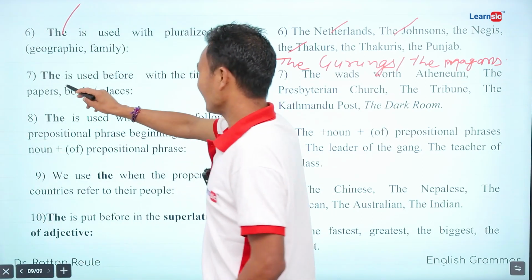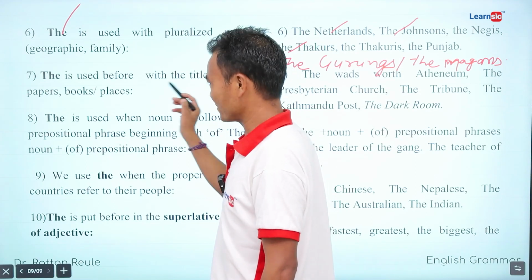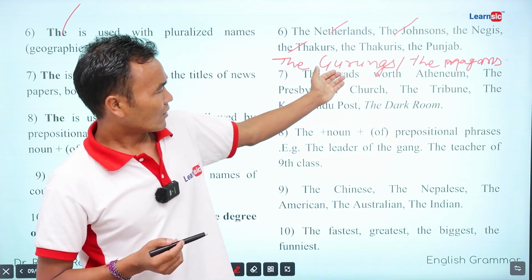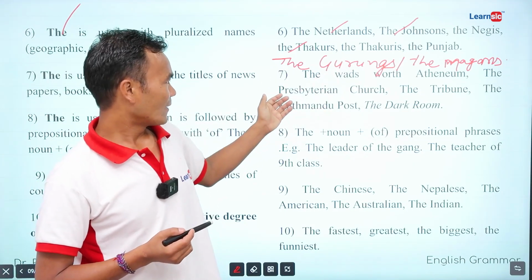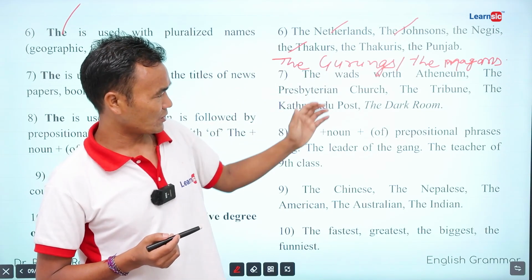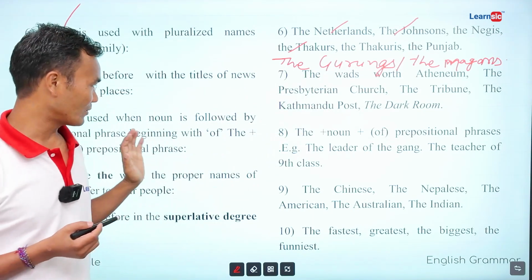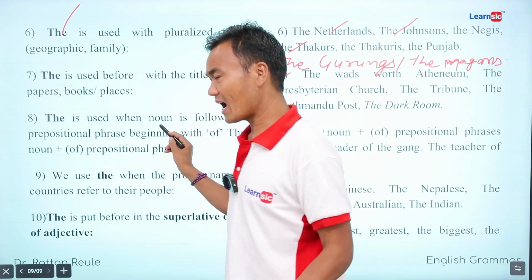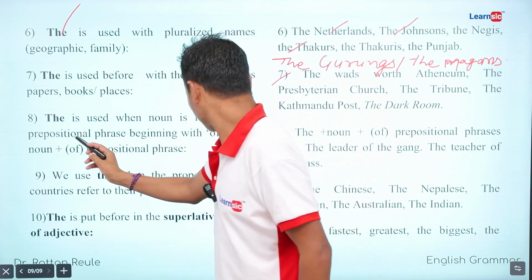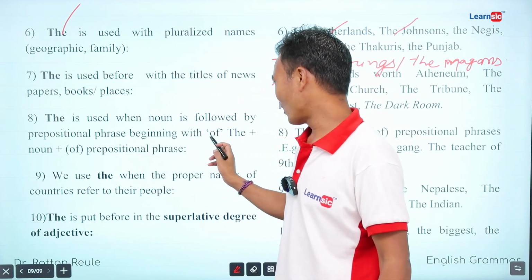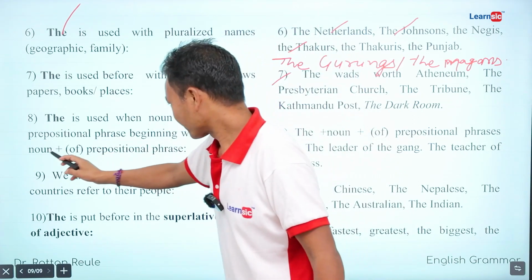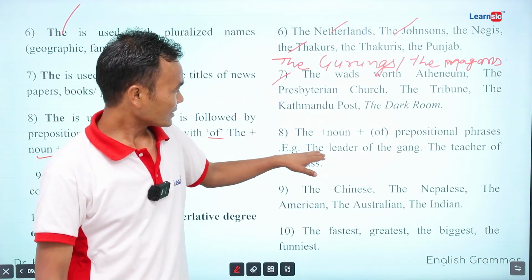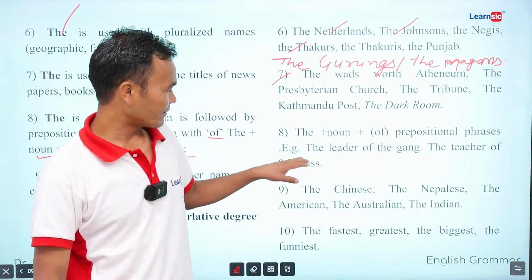This is the use. The is used before the title of newspapers, books, and places that I have already mentioned, like the Athenians, the Presbyterian Church, the Tribune, the Kathmandu Post, and the Dark Room, that I have already told you. And this is very easy to understand. Now the is used when a noun is followed by a prepositional phrase beginning with of. Let's take the example, the leader of the gang, the teacher of 9th class.